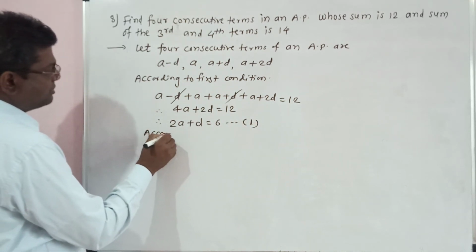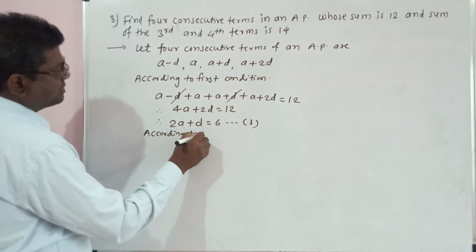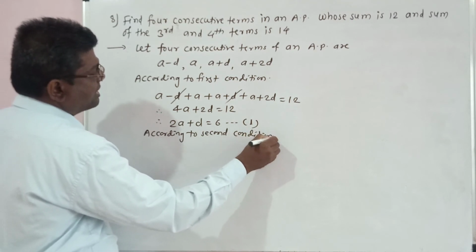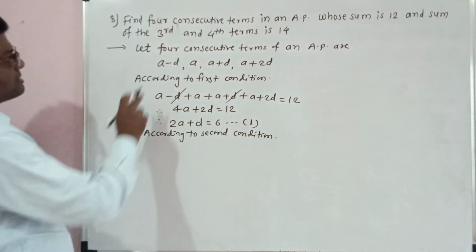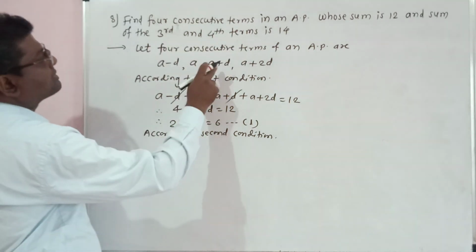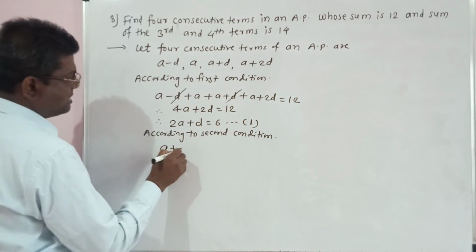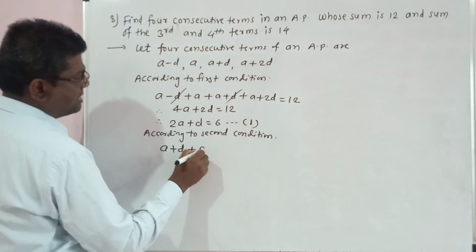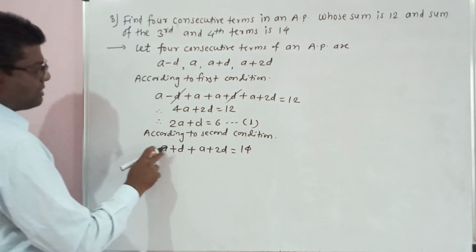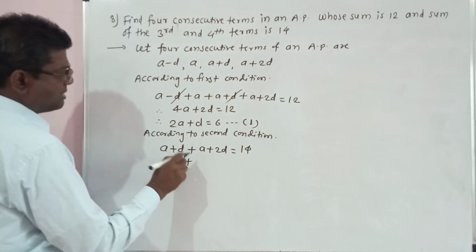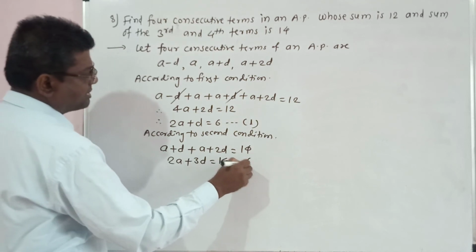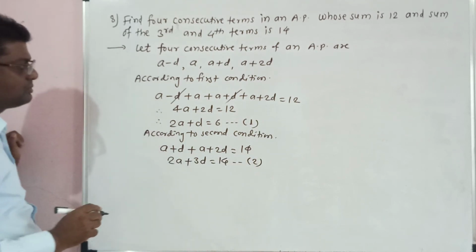Now, according to second condition. Now, what is second condition? Sum of third and fourth term is 14. Now, third term is A plus D and fourth term is A plus 2D is equal to 14. Now A plus A is 2A, D plus 2D is 3D is equal to 14. This is equation number 2.